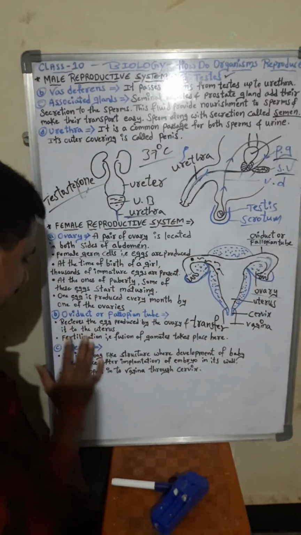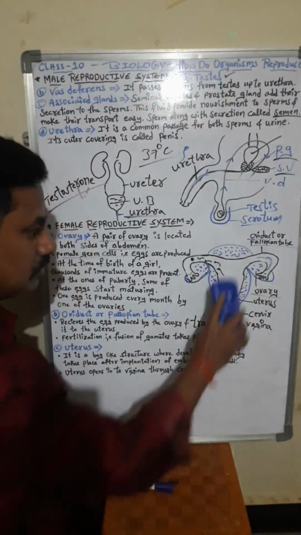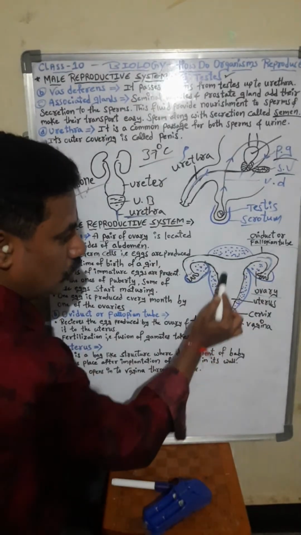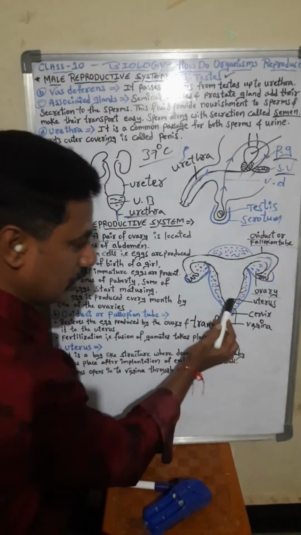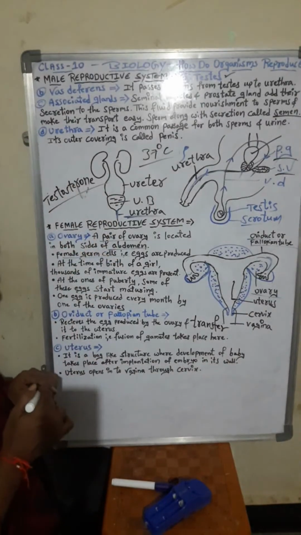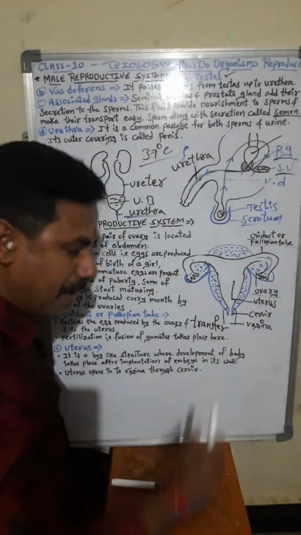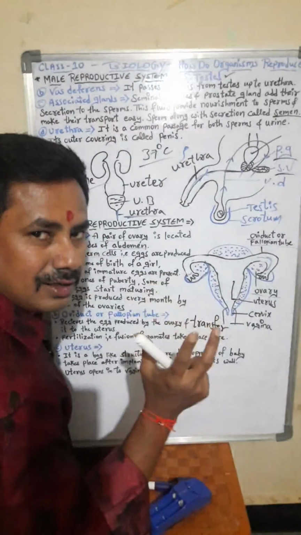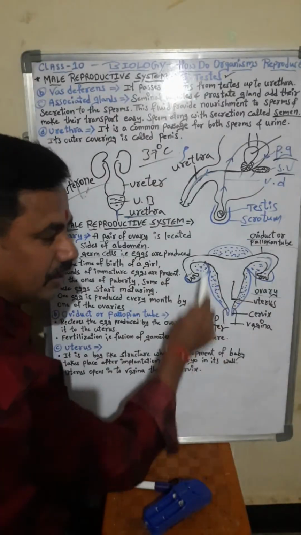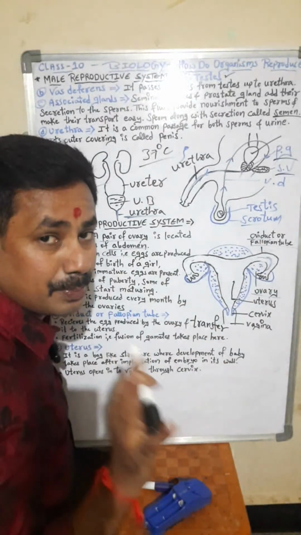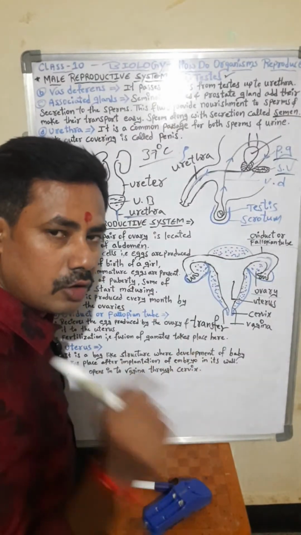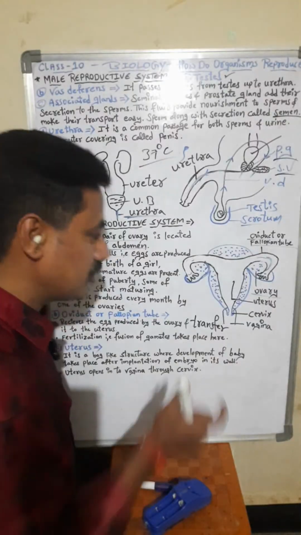So the next one is the uterus. Which part is the uterus, students? This whole part is called the uterus. Already I have written. It is a bag-like structure, a little bit elastic, where development of the baby takes place. The development of the fetus happens here. Fetus means a still not well developed child. It is called a fetus. The fetus will develop here.